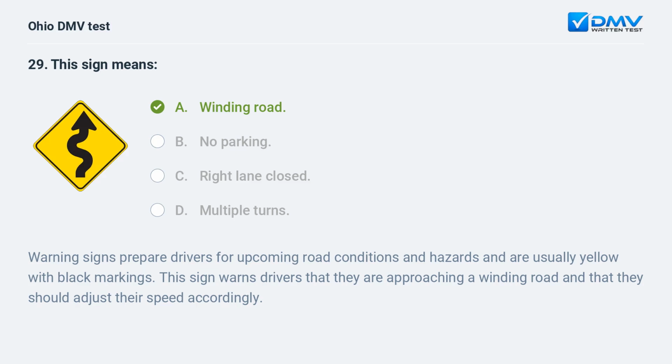Warning signs prepare drivers for upcoming road conditions and hazards and are usually yellow with black markings. This sign warns drivers that they are approaching a winding road and that they should adjust their speed accordingly.